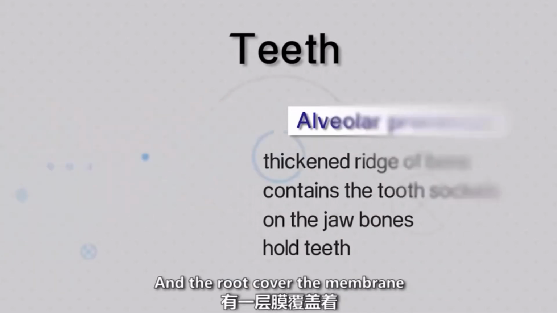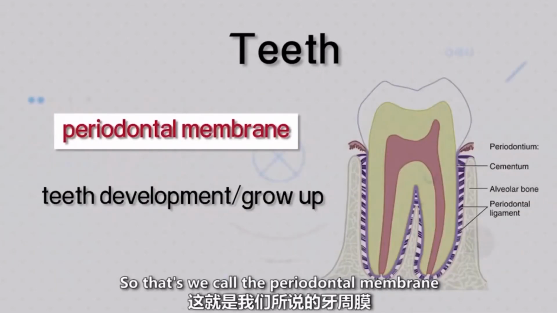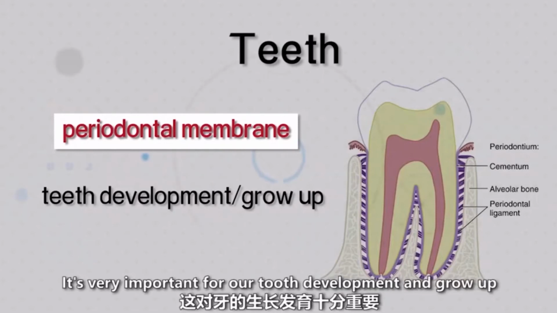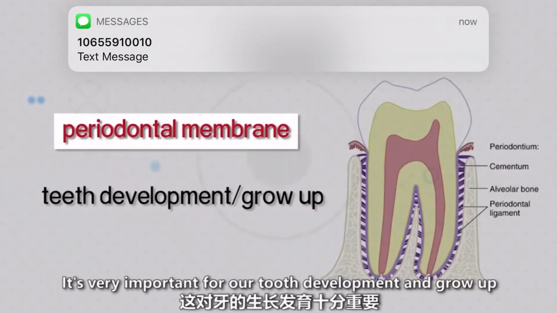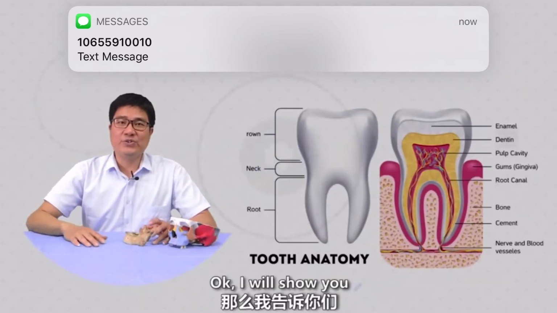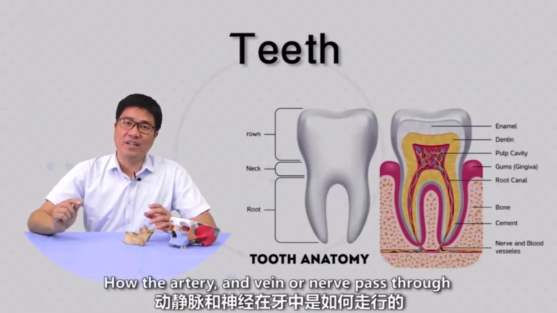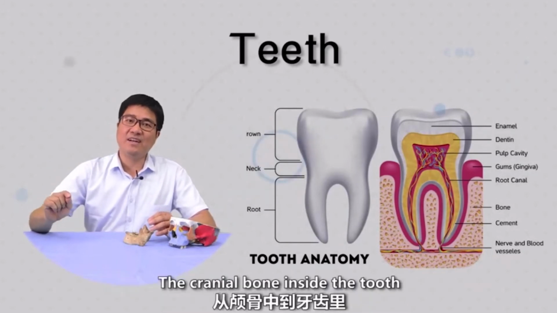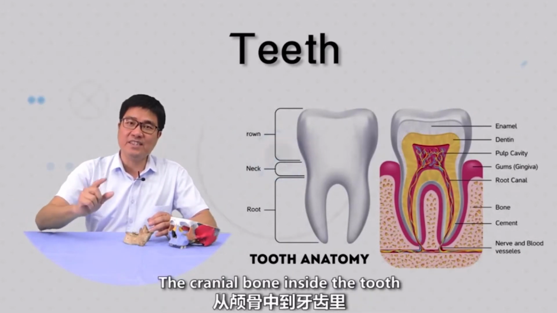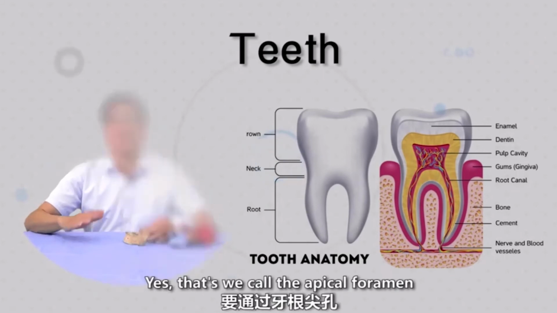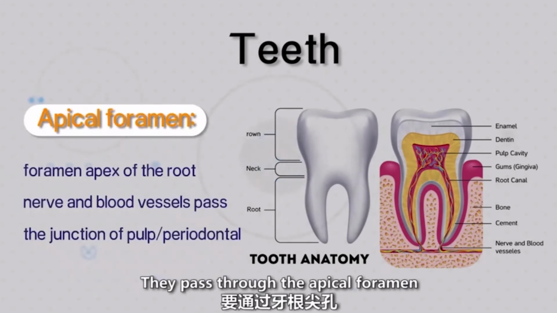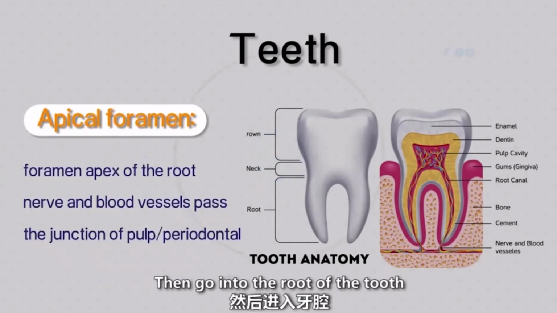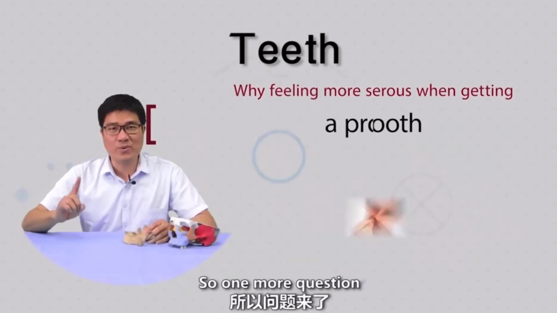It is covered by the membrane, that's what we call the periodontal membrane. The periodontal membrane is very important for our tooth development and growth. Okay, so I will show you how the artery, vein, and nerve pass through the bone into the tooth. That's what we call the apical foramen. They pass through the apical foramen, then go inside the root of the tooth, then arrive in the dental cavity.